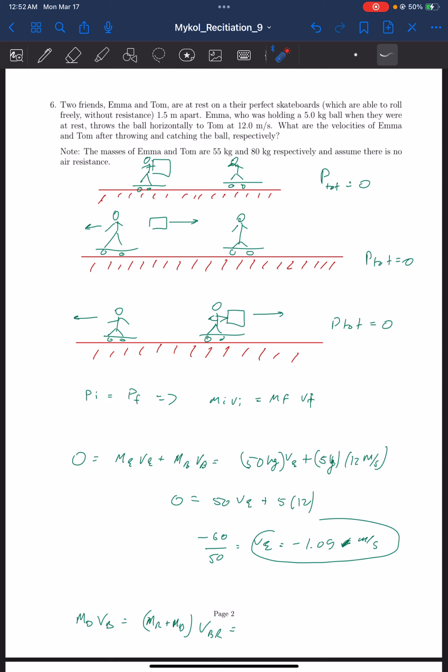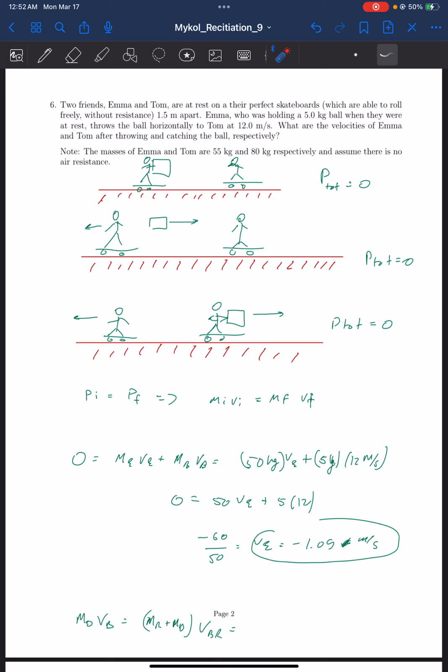What are the velocities of Emma and Tom after throwing and catching the ball, respectively? Note, the masses of Emma and Tom are 55 kilograms and 80 kilograms, respectively, and assume there is no air resistance. So I'm just going to draw a diagram of what's going on in this problem. Initially, we have Emma holding a ball. Please pretend like this square shape is a ball. I messed up drawing that, and I apologize for that.